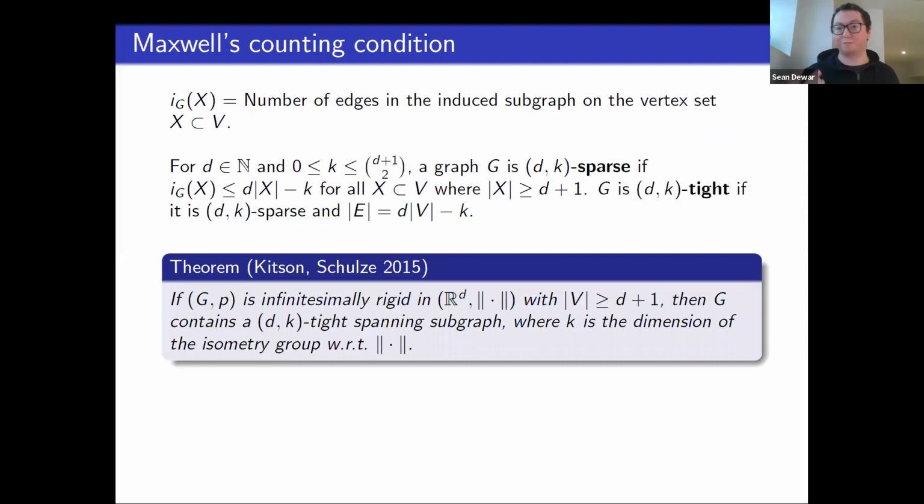So we got this result from Derrick and Berndt, that if you have something that's infinitesimally rigid and it's got enough vertices, this is just because when we have too few vertices, it just gets a bit complicated. The graph has to contain a DK-tight spanning subgraph, where K, like I said before, is the degrees of freedom. It's technically the dimension of the isometry group of the norm space. Okay.